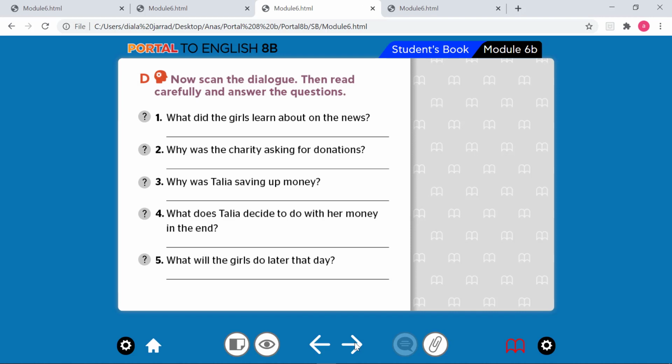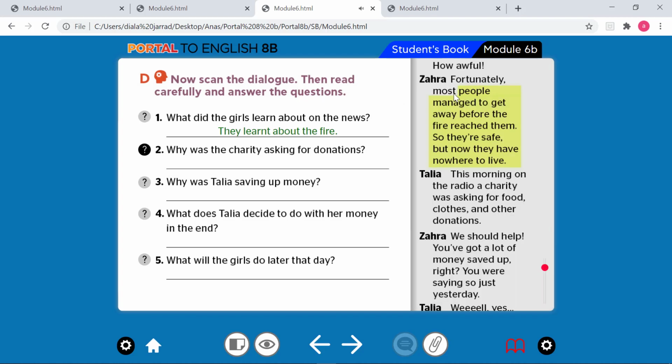Now, what did the girls learn about on the news? They learned about the fire. Why was the charity asking for donations? Let's check it up. Fortunately, most people managed to get away before the fire reached them, so they are safe, but now they have nowhere to live. So they are homeless now. So the answer is because people lost their homes, or because they are homeless.